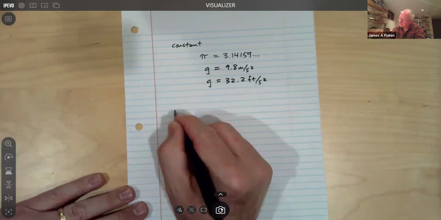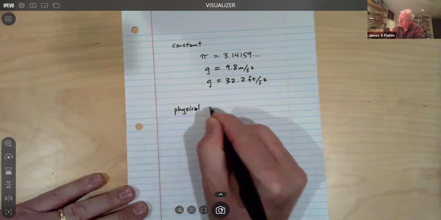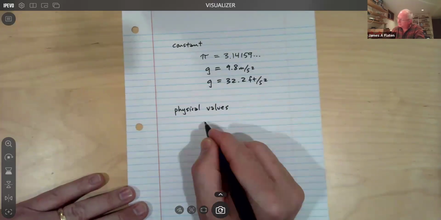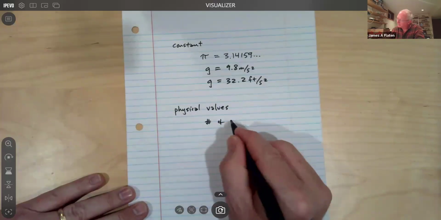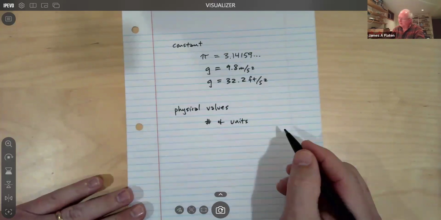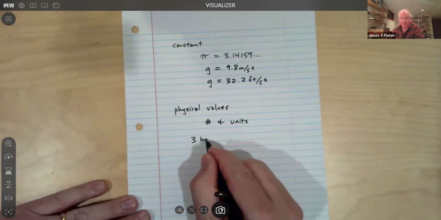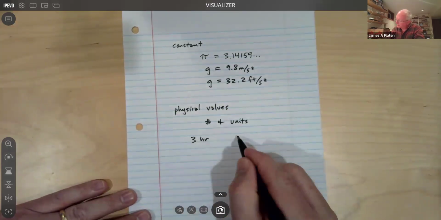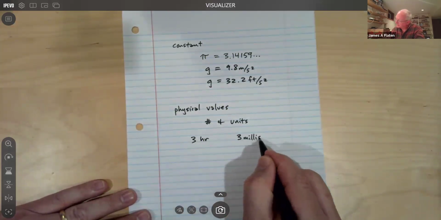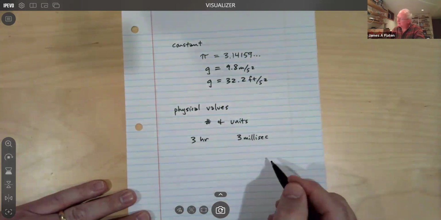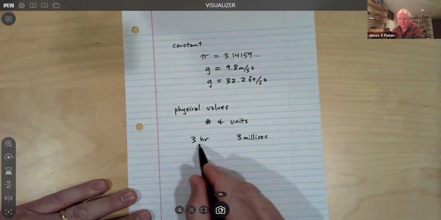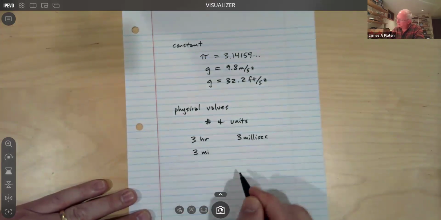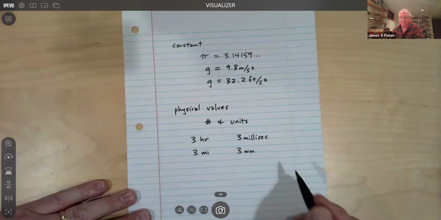And then, of course, there are the physical values. So g is an example of a physical value. A physical value typically has a numbers part and a units part. So 3 hours, that would be a physical value. That's a time, okay? 3 milliseconds, that's also a time, shorter time. 3 small time units as opposed to 3 larger time units. Or I could have 3 miles, or I could have 3 millimeters.